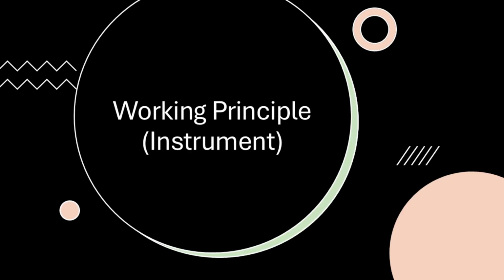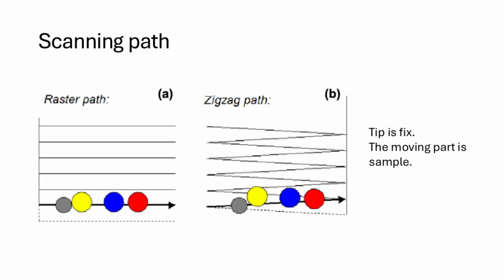Then it's the working principle of the instrument. There are two scanning paths. One is raster path and one is zigzag path. The raster path is scanning through the x-axis, going forward and going backward, and then moving the y-axis to another row, and then repeating the same process. And for the zigzag path, the y-axis will move constantly, while the x-axis will move forward until the end, and then move backward back to the starting point. The tip is fixed, while the moving part is the sample only.